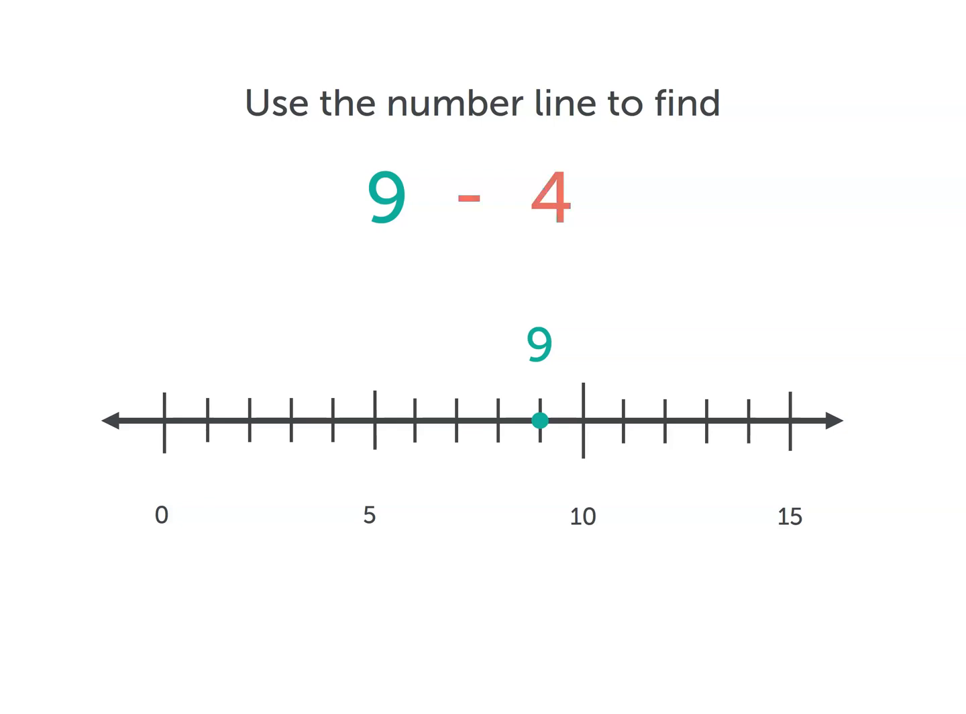Now to subtract 4 means that we're going to move back, or to the left, 4 spaces. Where do we land? Do you see how we land on the number 5? This is because 9 minus 4 equals 5.